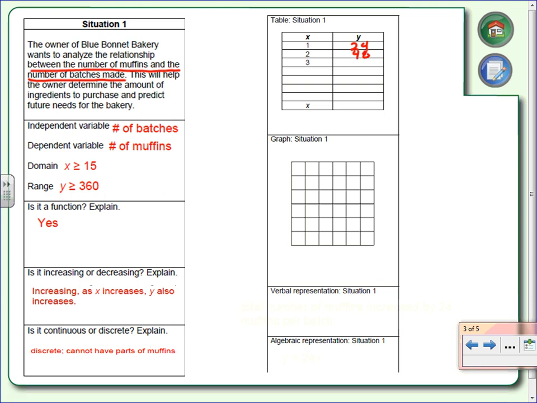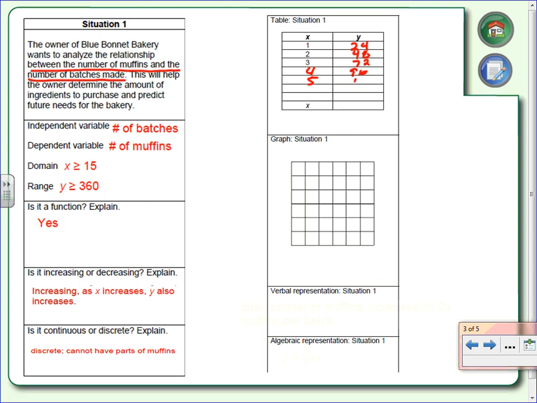What if I had 3 batches? 72. Let's keep going with that. What if I had 4 batches? 96. 4 batches would make 96. 5 batches would be 120.